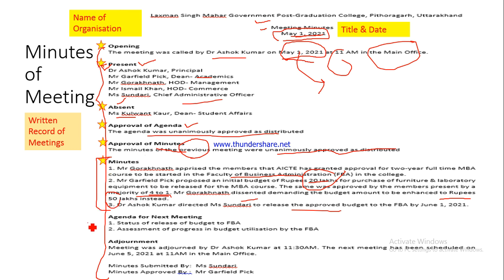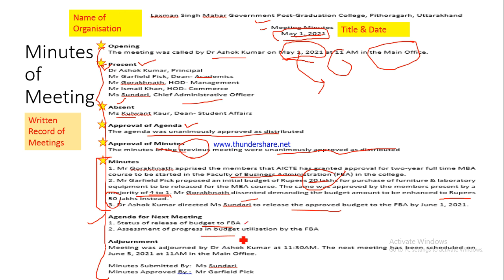Now, agenda for the next meeting is also decided. Many a times the meeting before closing decides what will be the agenda for the next meeting. And what has been the agenda, please have a look. Status of release of budget, this particular budget which Dr. Ashok Kumar has directed Ms. Sundari to release, whether it has been released or not. If it has been released, whether the complete 100% amount has been released or only partial amount has been released. So this has to be discussed.